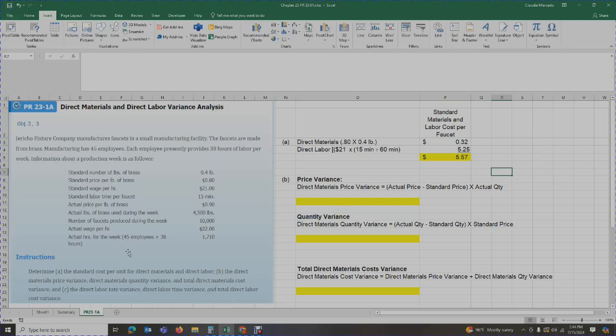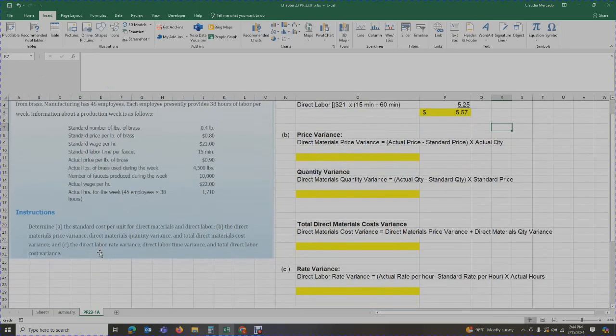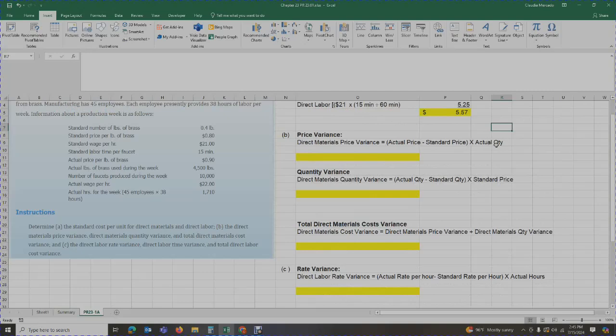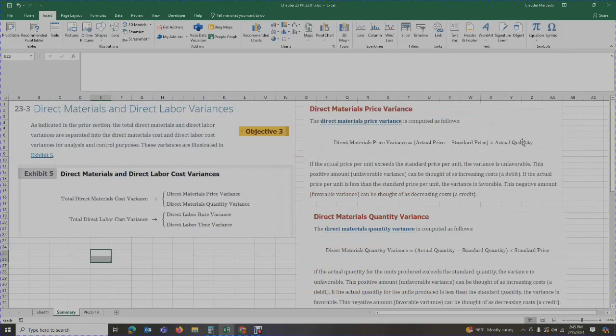Now requirement B is a little bit more complicated. There are 3 requirements to it. We have to calculate the direct materials price variance, the direct materials quantity variance, and the total direct material cost variance. So let's go back to our summary that I got from the book. The direct materials price variance formula is as follows: actual price minus standard price times the actual quantity. I've copied that formula over here. The formula is given to you in the book.